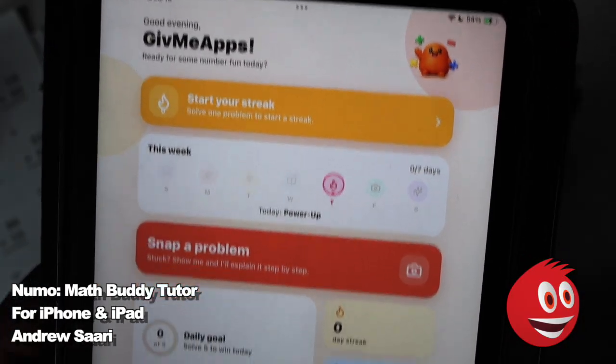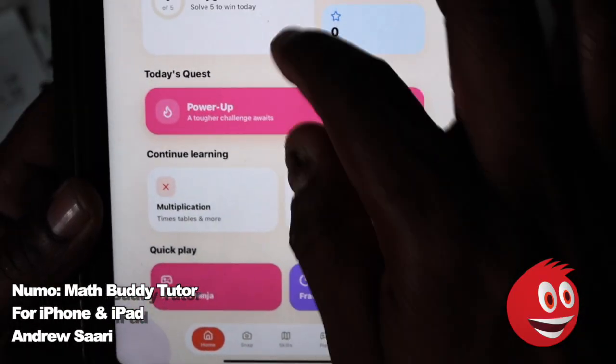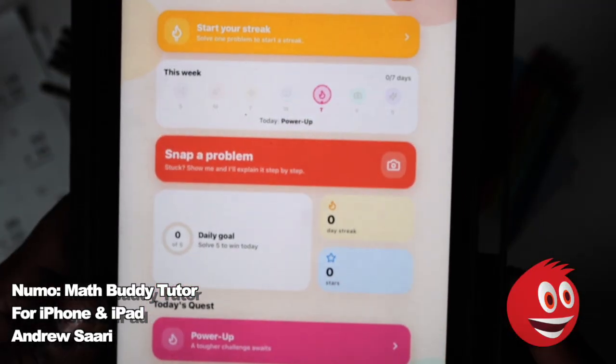You see some of our stats there. Start your streak this week, snap a problem, your daily goal. So pretty much all the features of the app are accessible from this front-facing screen. That's what you're going to see when you first get in.